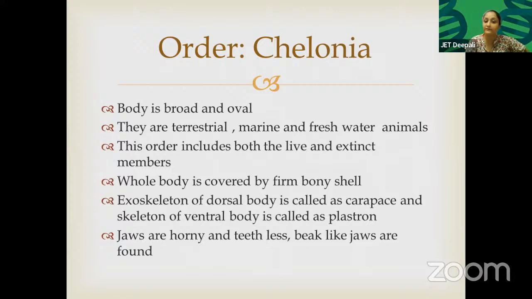The whole body is covered by a firm bony shell. Their body is bony. The exoskeleton of the dorsal body is called carapace, and the ventral skeleton is called plastron. Carapace, plastron. Jaws are horny. They are teethless, means their jaws are horny. They are not having teeth. Beak-like jaws are found. What is a beak? Imagine the beak of a bird. So they have beak-like horny jaws. So the jaws do the function of teeth.